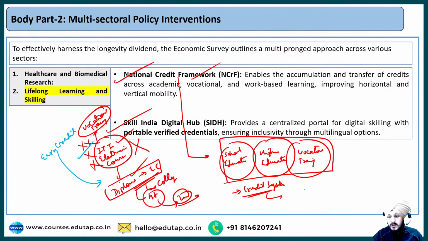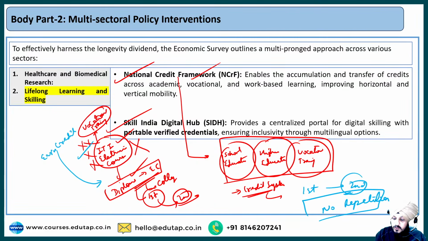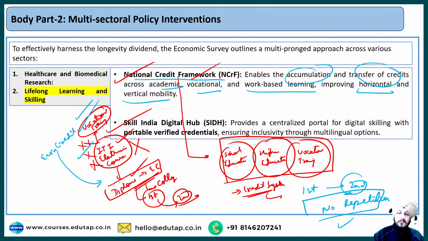And over there, instead of starting your college from the first year, you will start straight from the second year, right? So no repetition is going to be there as a part of this credit accumulation system. This is the best part about it, because a lot of people were not enrolling in these vocational courses because of this issue, but now it is promoting vocational training programs also. So this is the best part about this National Credit Framework, and it enables the accumulation and transfer of credits across academic, vocational and work-based learning, which improves the horizontal and vertical mobility in employment, right?